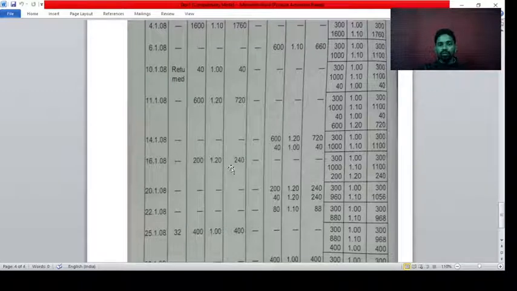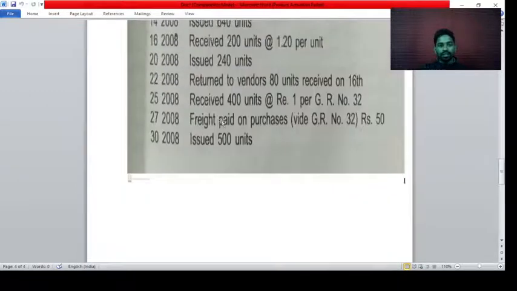Again we have to maintain the record. On the earlier date there were the 2 stocks, take it as it is, and we have to add this 200. So the new stock is 200 at the rate of 1.20, and the total amount will be 240. Next, on 20th January 2008, issued 240 units.